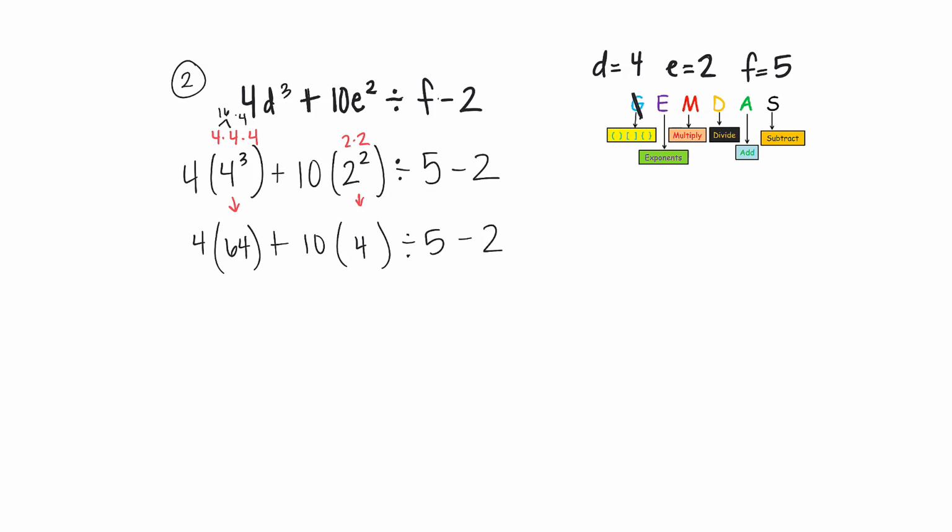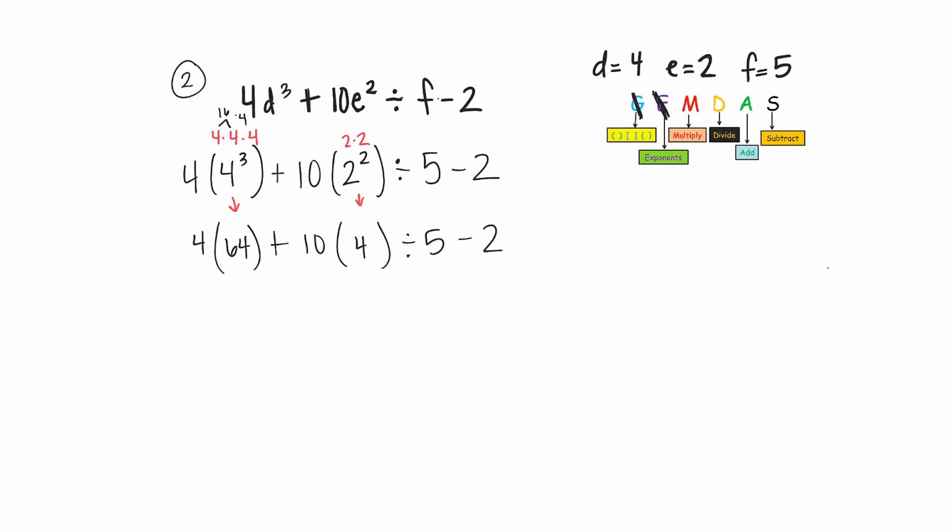Okay, so I've done my groupings. Now I'm going to check for exponents. I don't see any exponents in this expression, so I'm going to go ahead and move to multiplication. I do see some multiplication right here. So I'm going to go ahead and multiply those out.